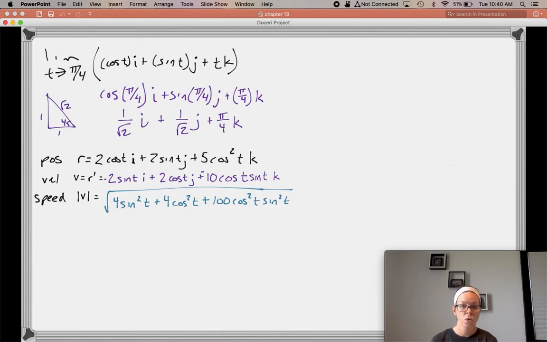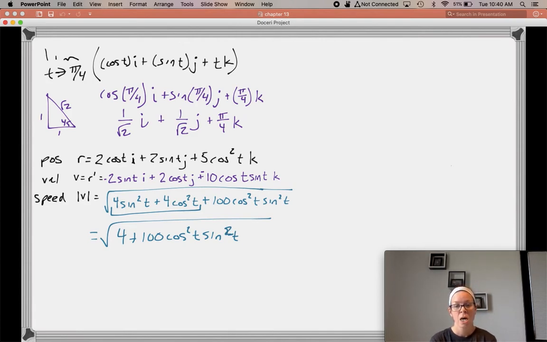Okay, so a little bit of cleaning could be done here. In this first part, we've got sine squared plus cosine squared, both multiplied by 4. Sine squared plus cosine squared is 1. 4 of them would make 4. So we could then simplify this down to 4 plus 100 cosine squared t sine squared t. Otherwise, there's not a ton we can do with it.